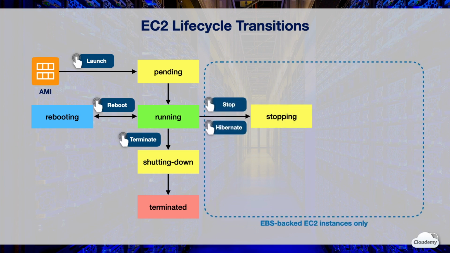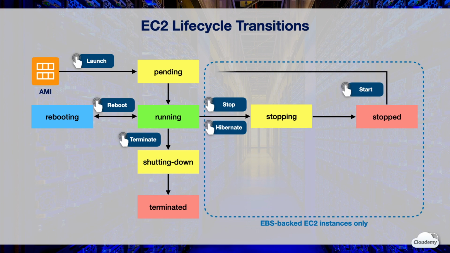If your instance is an EBS-backed instance, you can stop or hibernate the running instance. First it enters the stopping state, and then transitions to the stopped state. You may stop or hibernate your instance for various reasons. For example, you have a periodic job running on EC2, and you want to stop the instance as soon as the job is completed. If you need the instance again, you can start the stopped instance.